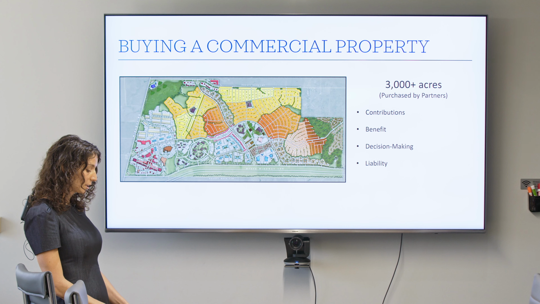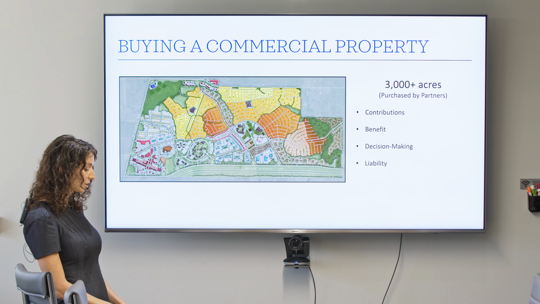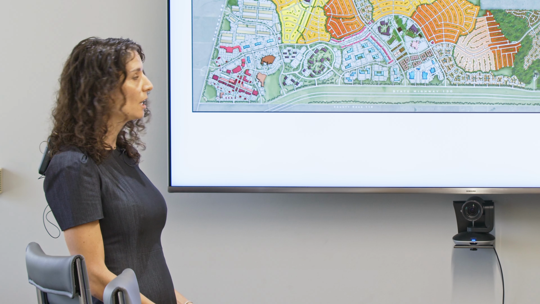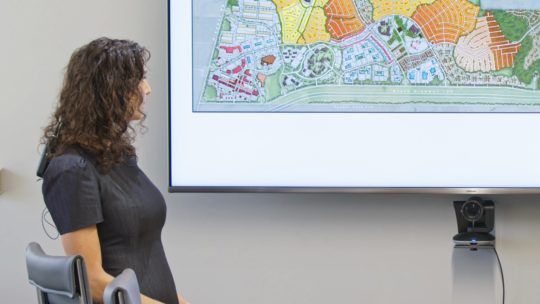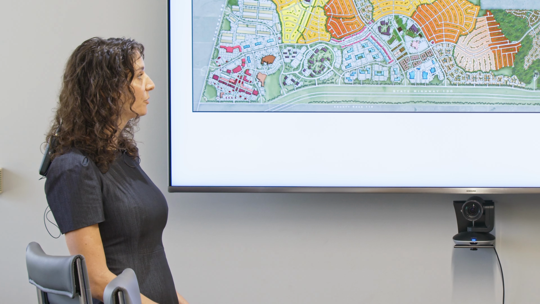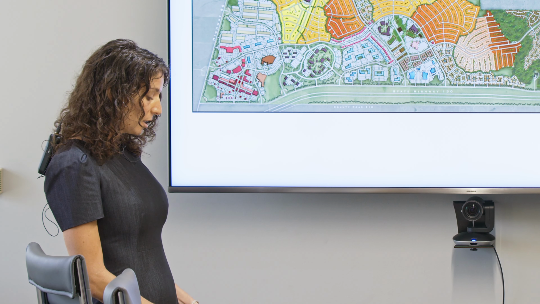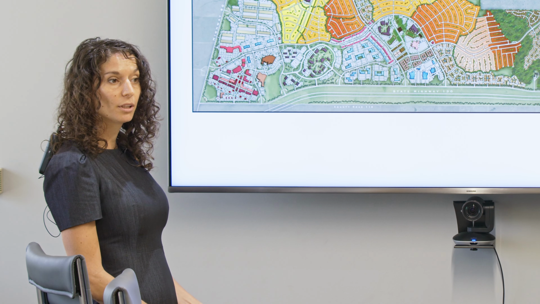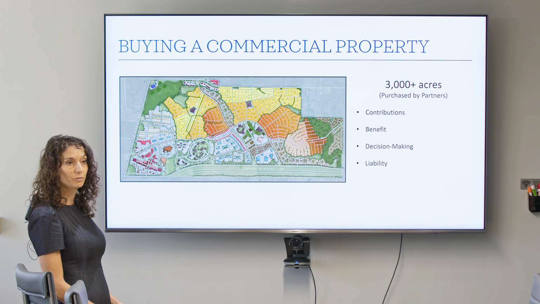Look at the contributions. Who's contributing? So the purchase price of the property was about $100 million. Let's say, for simplicity's sake, and this is about the ballpark, the loan that we got was $50 million. Who put up the other $50 million? That's a big chunk of change.